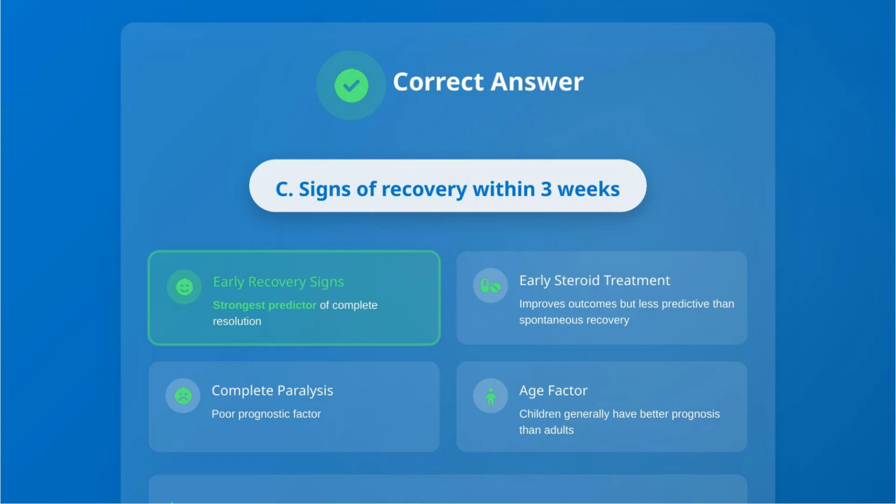The correct answer is C. Signs of recovery within 3 weeks. Early signs of improvement are strongly associated with complete recovery. Overall, 85 to 90% of children with facial palsy recover completely, which is a better prognosis than adults experience. Poor prognostic factors include complete paralysis at onset and absence of any recovery at 3 weeks. While early steroid treatment improves outcomes, it's not as strong a predictor as early spontaneous recovery signs.